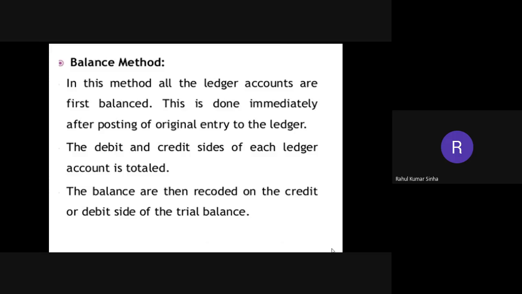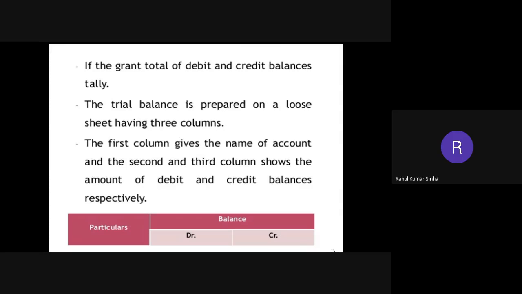Balance method, as I told you, is that we take out the balances of each ledger account and we put it on either the debit side or credit side. It depends on what the balance is. When you get a debit balance, you will put it on the debit side, and if you get a credit balance, you will put it on the credit side.